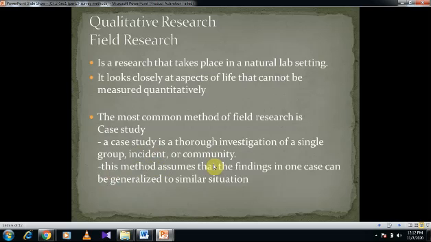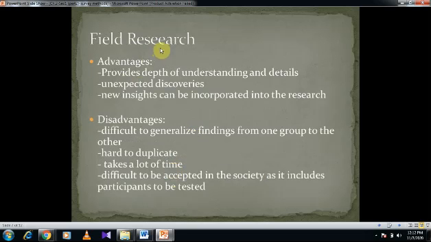This method assumes that the findings in one case can be generalized to similar situations. When I study a single incident, for example, like bullying, I can take my findings and results and generalize it to other situations that involves bullying or people. Now, the advantages of field research or case study in particular is that it provides depth of understanding in details.